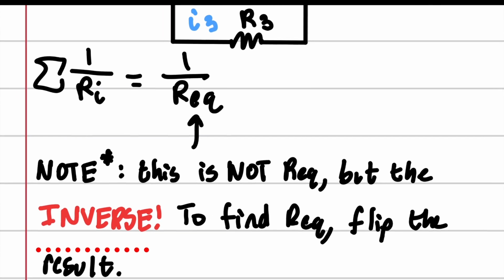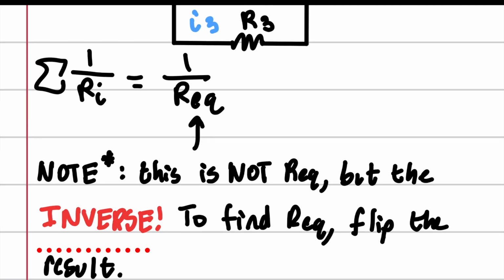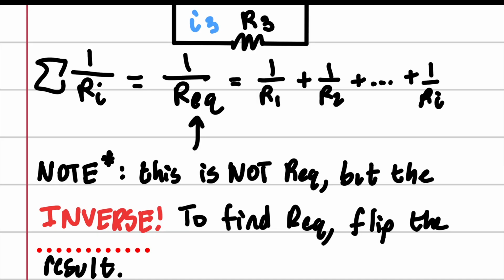And I have this note right here. It's very interesting to note also that a lot of people forget about this, and a lot of people get a lot of problems wrong like this. This right here is not R equivalent, okay? But it is the inverse of it. So you are going to have to flip this guy around on your calculator to ensure that you get the right answer. So just remember that. Yeah, and this expanded is just going to be 1 over R1 plus 1 over R2 plus dot dot dot plus 1 over Ri. Okay.